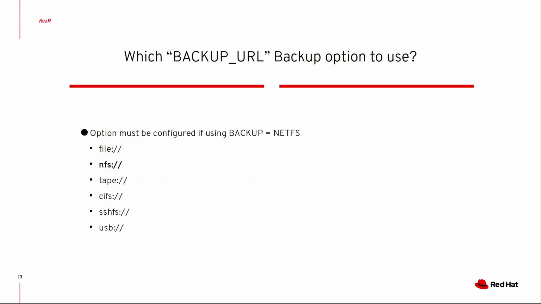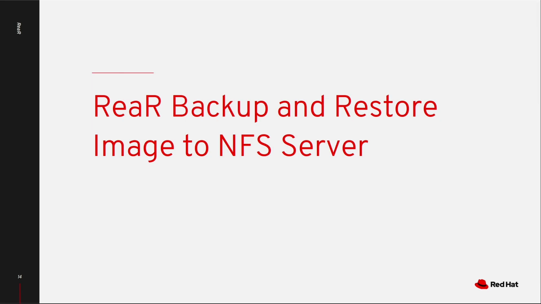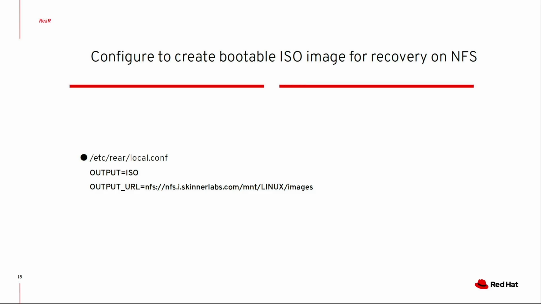Okay, so we've picked NFS. Now that we've picked backup NFS, we need to decide which backup URL. That would be NFS, and then we would plug in our full NFS path, which we'll show here in the official example. Like I mentioned, we're going to go through two examples. The first one is the full backup and restore image to an NFS server. And then we're also going to do a full backup and build the restore image on a USB device that's plugged physically into my server. So the first one's NFS.